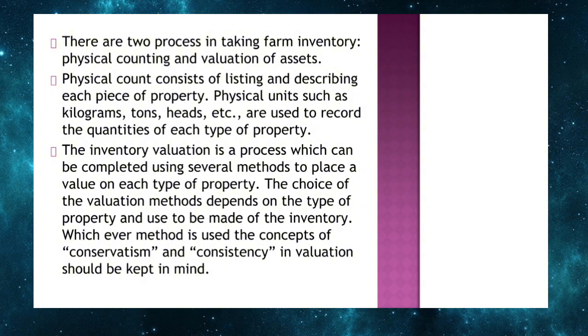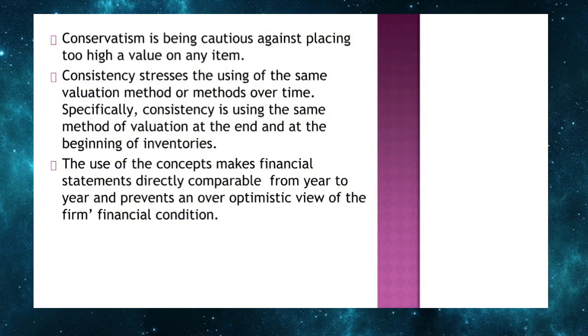This slide discusses two important principles in valuing inventory: conservatism and consistency. Conservatism means being cautious and avoiding overestimating the value of assets. This prevents unrealistic expectations and protects the farm from appearing more financially strong than it truly is. Consistency, on the other hand, means using the same valuation method from year to year. This allows for reliable comparisons between different accounting periods and avoids misleading financial trends. Both concepts strengthen the credibility of the farm's financial records.